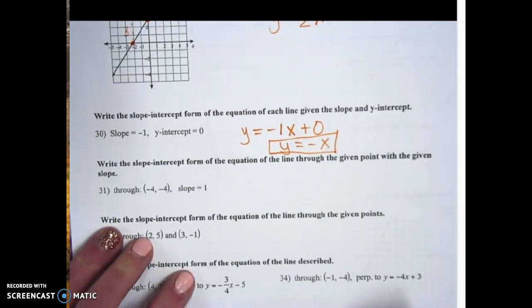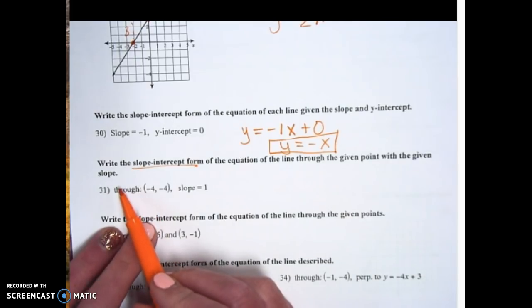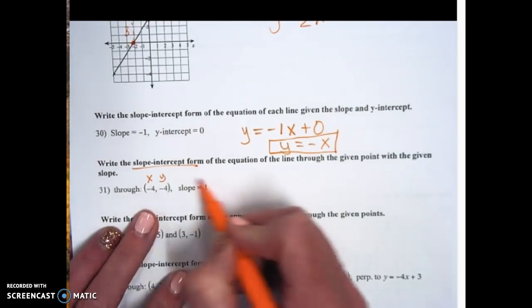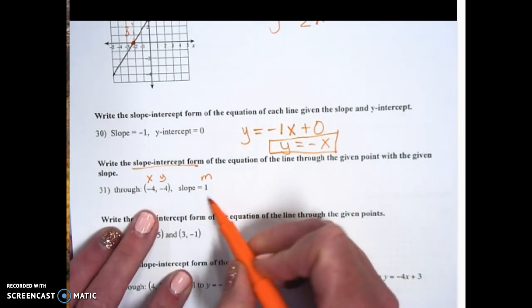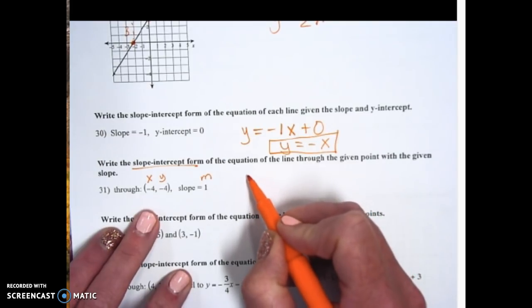Number 31, slope-intercept form again. This time, you're given a point and a slope. So we're going to use this for the x and this for the y. The slope is obviously the m. You have all variables except for the b. So you plug it all in except for the b and get the new b.